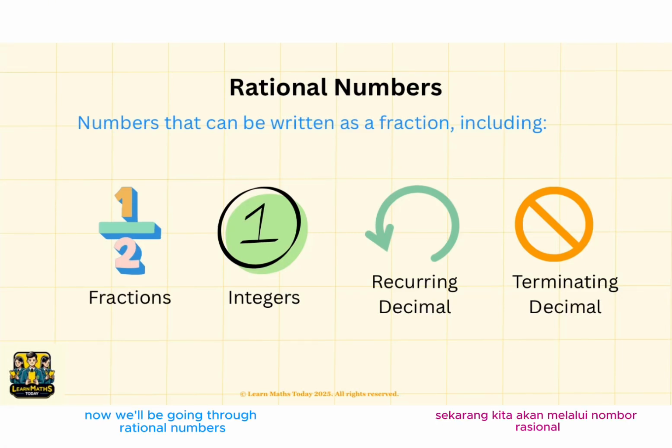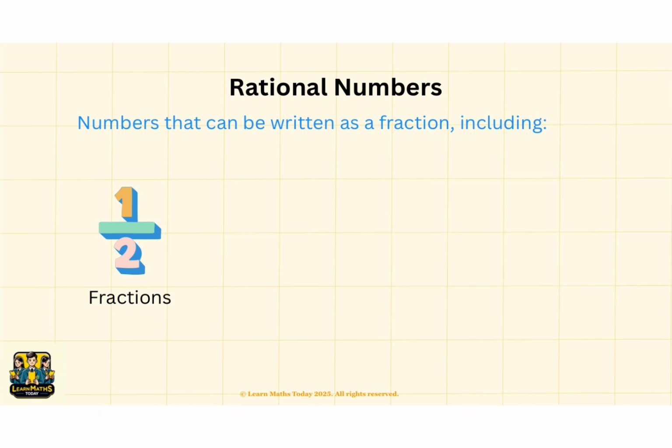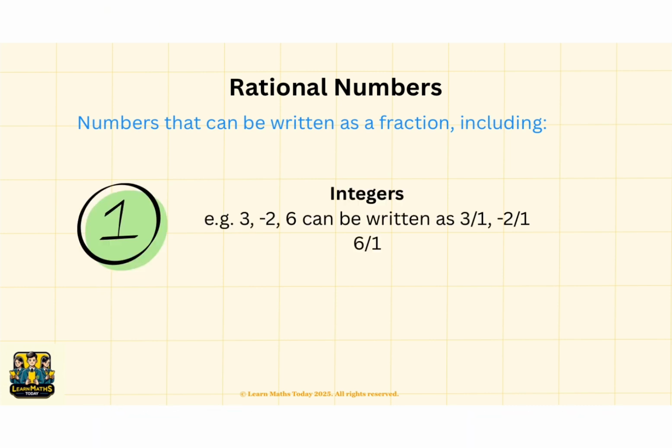Now we'll be going through rational numbers. Rational numbers are basically any numbers that can be written as a fraction, and this includes fractions, integers, recurring decimals, and terminating decimals. Fractions can be written as fractions as they are already fractions.